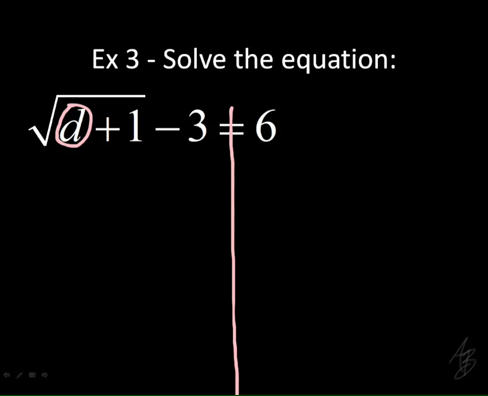Now, the other thing I'm going to do here to get started is put a box around my square root. And this is the first time where this box is really going to be useful to me. I want to get the square root by itself. Is the square root by itself here?